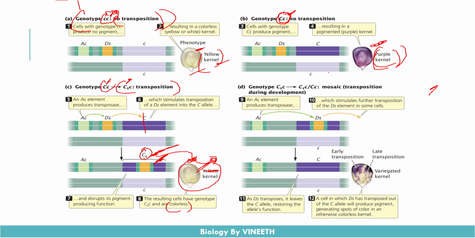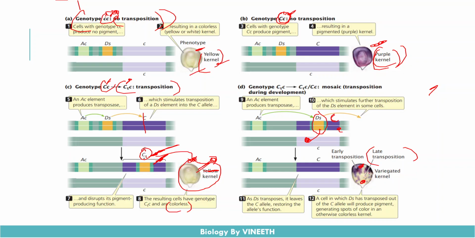And there is also another case where the mosaic pattern is seen, where the transposed DS element exits out of that location. Here we have the DS element which has got inserted into the capital C allele. If it exits from this location, it will restore the normal gene activity. When it restores the normal gene activity, again you will get the normal color patterns. So this is what late transposition is, where you will have this purple color, and after the late transposition you will have the yellow color or the transparent colors.